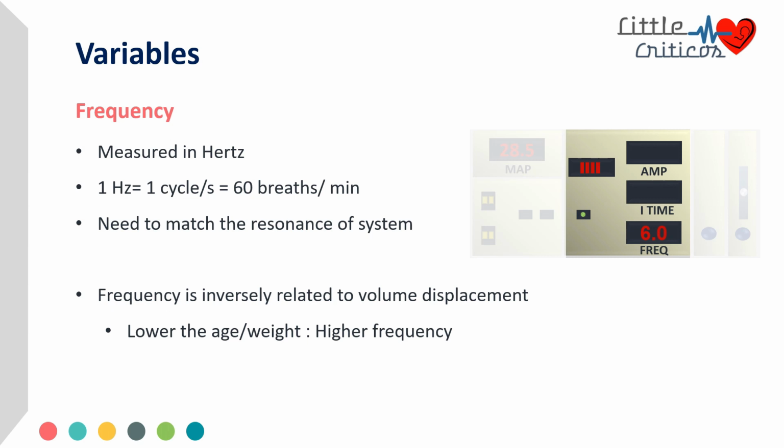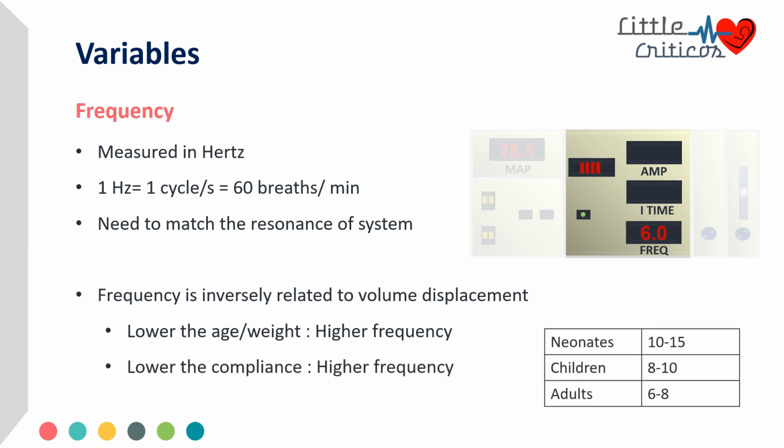A lower age or weight will require higher frequency, and lower chest and lung compliance will require higher frequency. Roughly, neonates require a frequency range from 10 to 15, children between 8 and 10, and adults between 6 and 8.